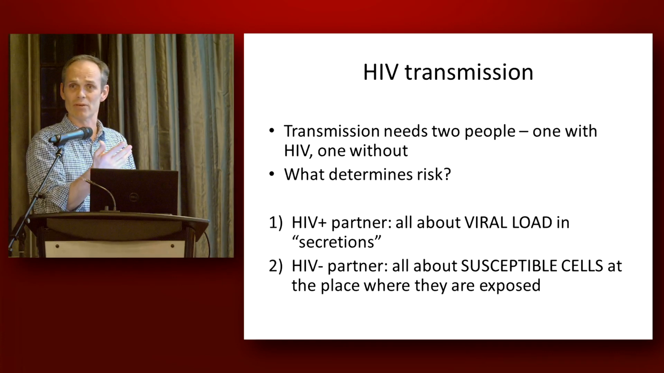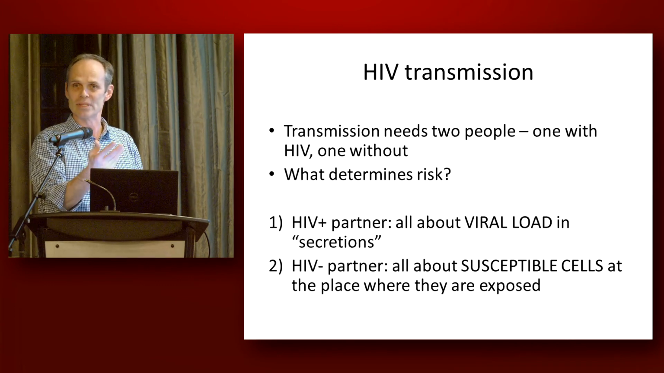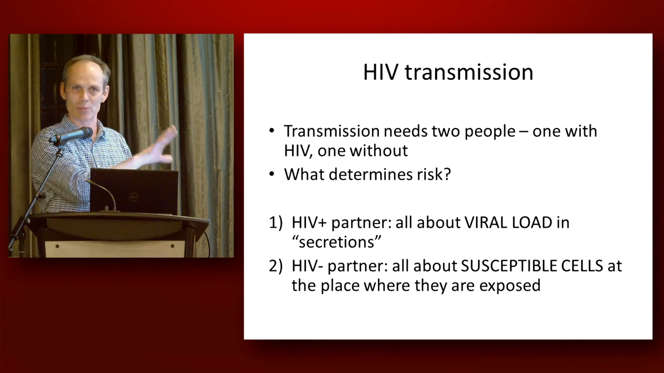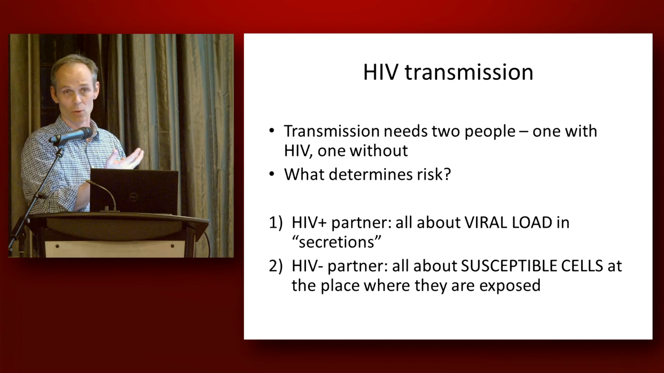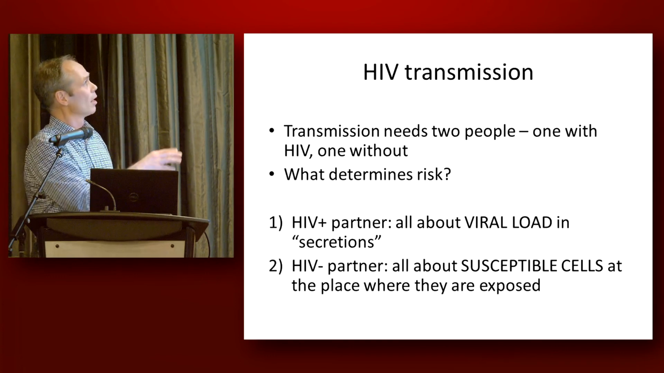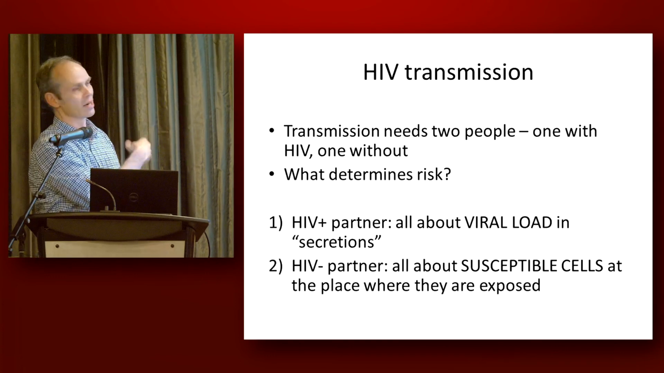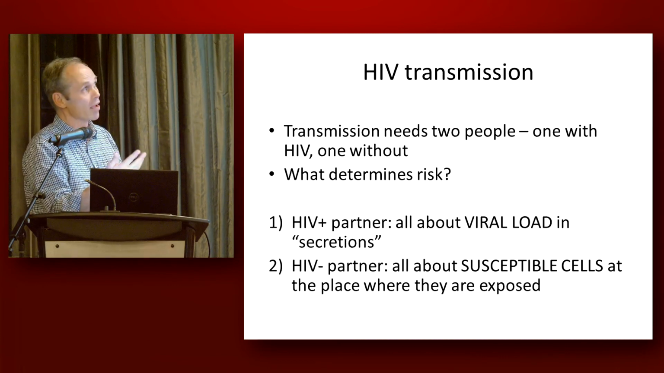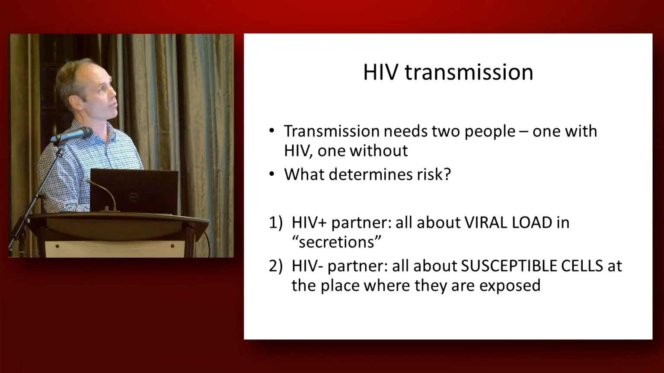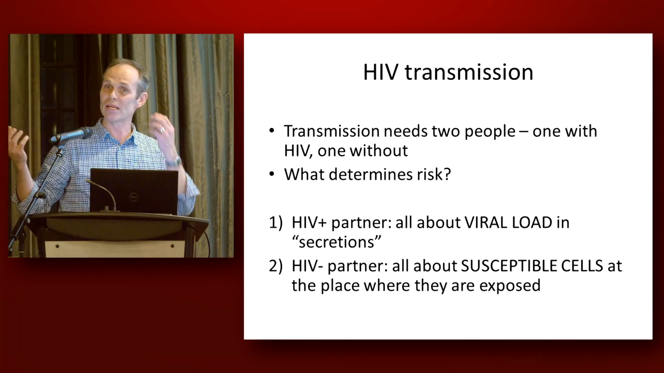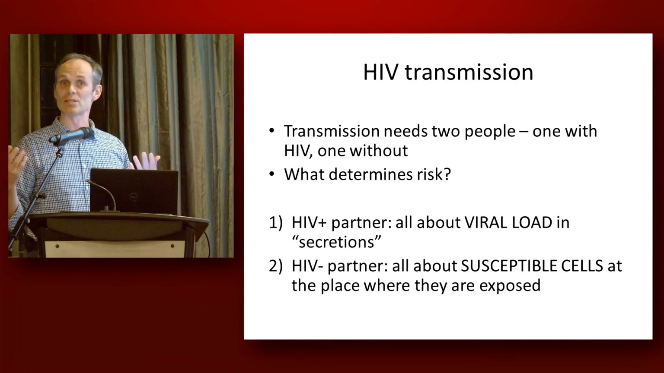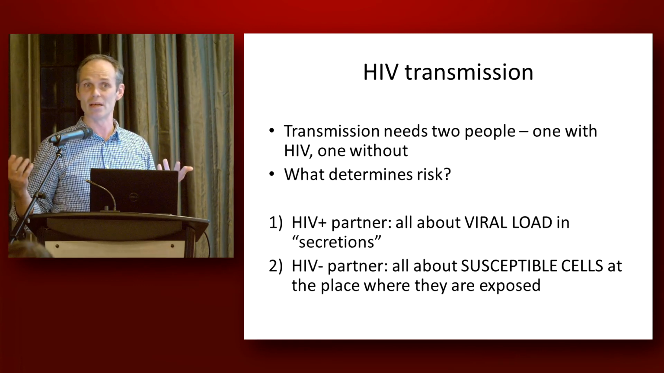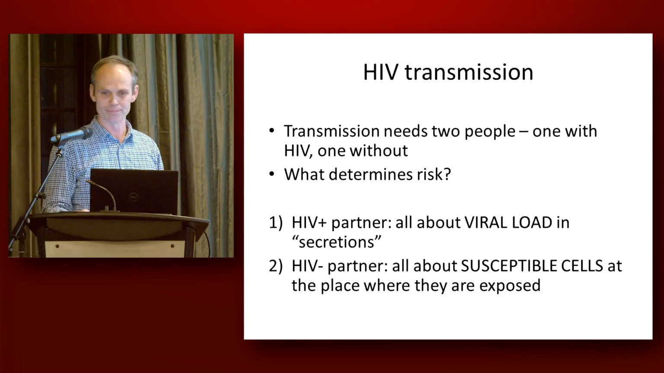Of course, if we're talking about blood transfusions, then it would be what's present in blood transfusions. I'm really not focusing on that at all today, or needle transmission. But I'm talking about genital tract secretions, so rectal secretions, vaginal secretions, semen, saliva potentially for oral transmission, etc. In the HIV negative partner, it's all about susceptible cells. So it's all about where you're being exposed to HIV, are the cells around that can actually get infected by HIV if I do get exposed to HIV.